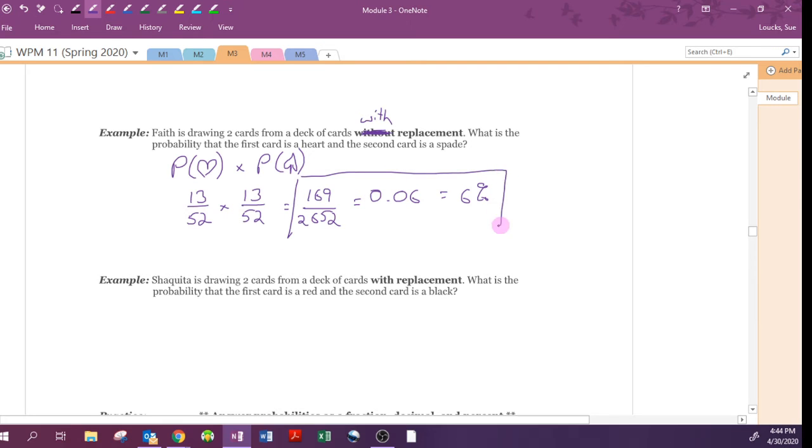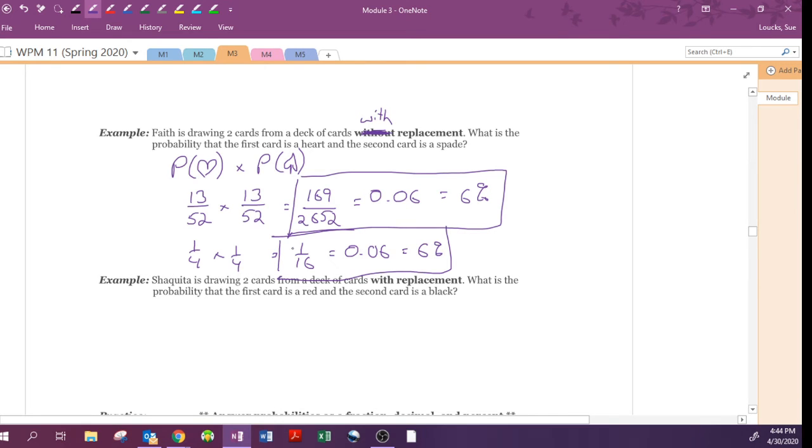Okay? We could have also done this as 1/4 times 1/4 is 1 over 16, which is 0.06, which equals 6%. That would probably be better because this fraction is reduced.